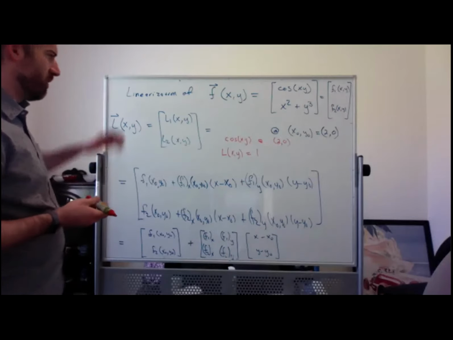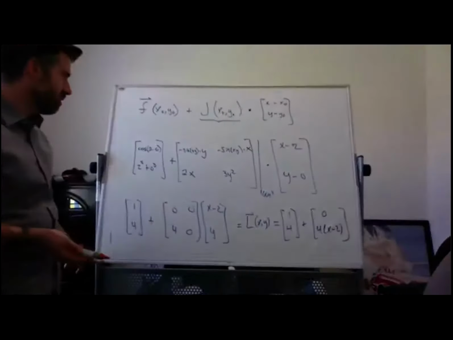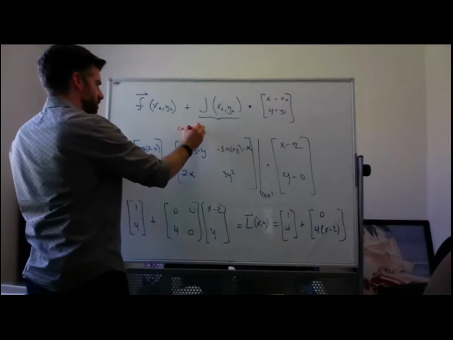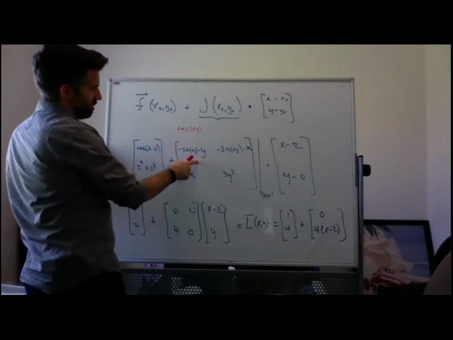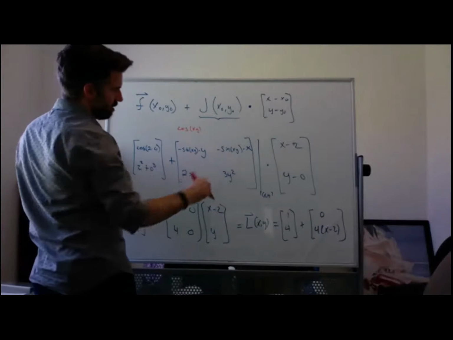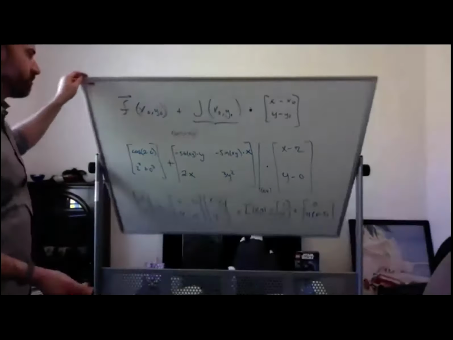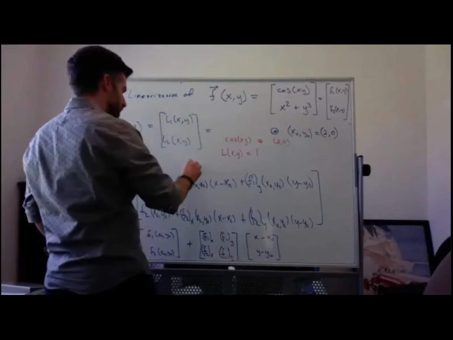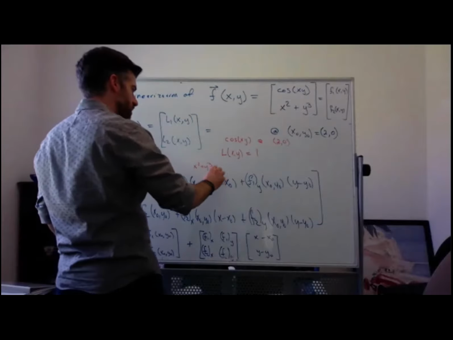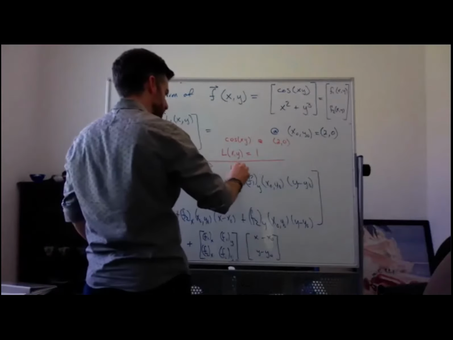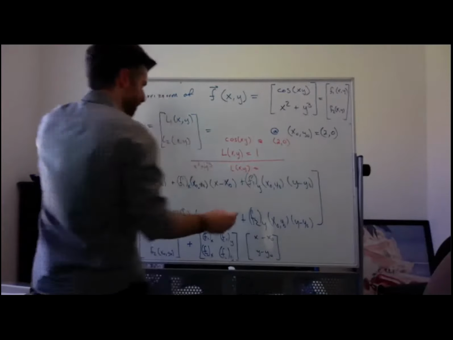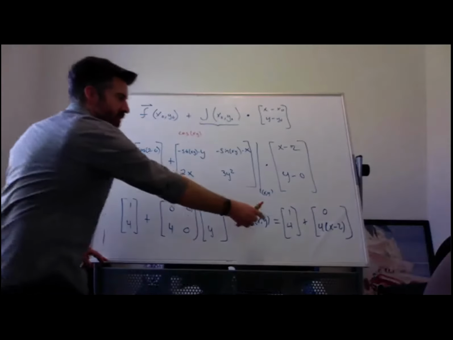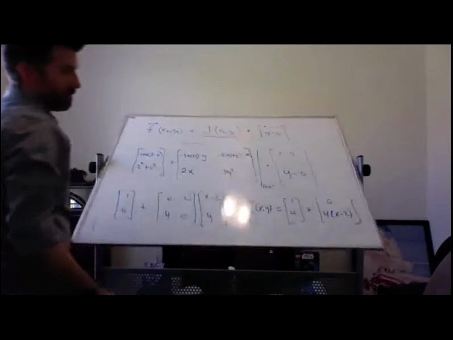Sorry, I feel like I'm making a dumb mistake. I just have to double check. The derivative of cosine of xy is negative sine of xy times y with respect to x. Oh, that's right, okay. And then for the other one, the linearization of this function, x squared plus y cubed, is exactly the function we found over there, which is 4 plus 4 times x minus 2.